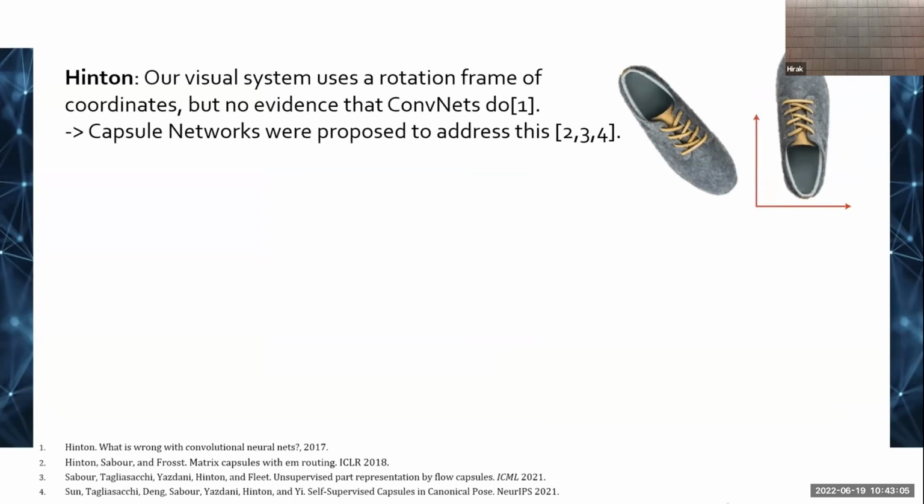Is this a right shoe, or a left shoe? To solve this problem, our brains rotate the shoe to a reference orientation. Most probably you'll align it with your right leg. According to Hinton, our visual system uses a rotation frame of coordinates, but ConvNets don't. Hinton proposed an alternative architecture, called capsule networks, to address the lack of the coordinate frame in ConvNets.